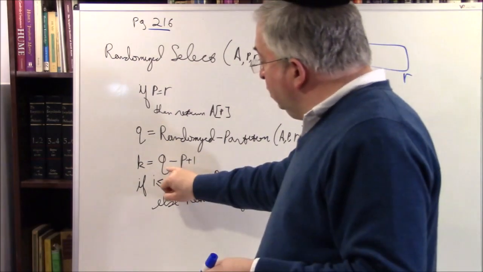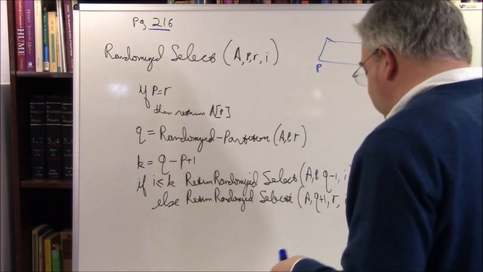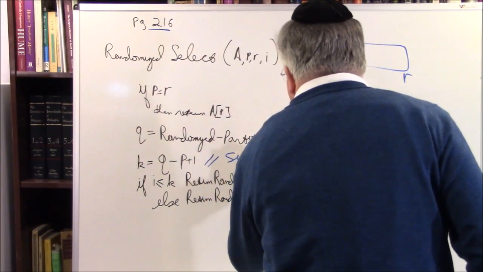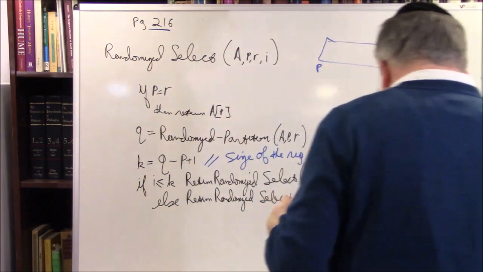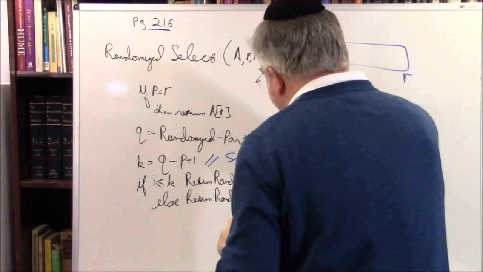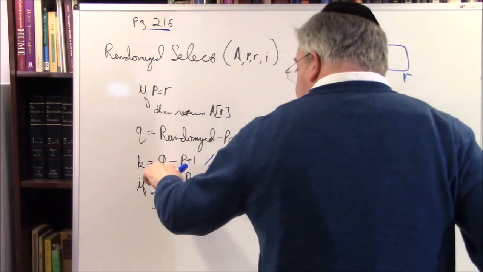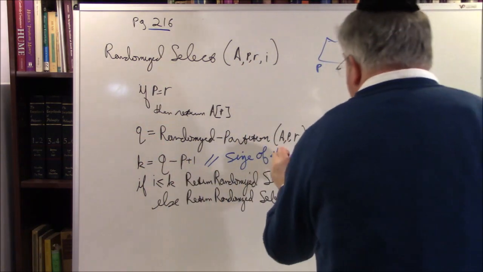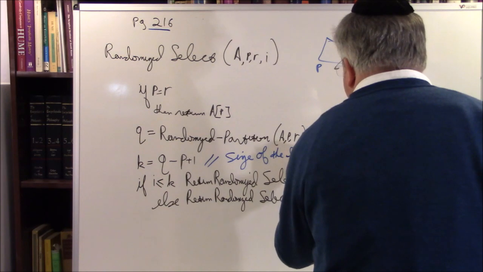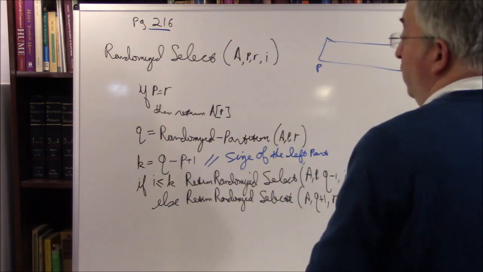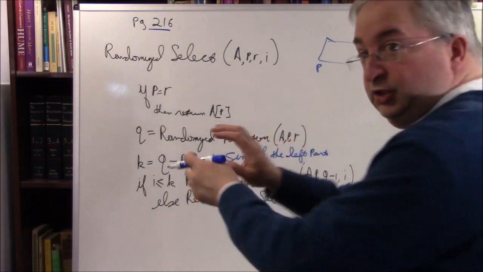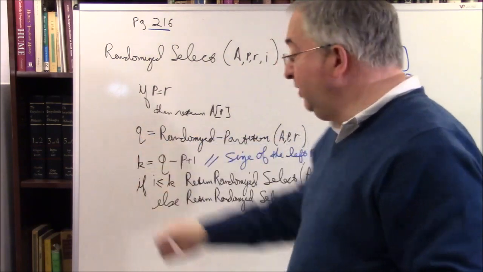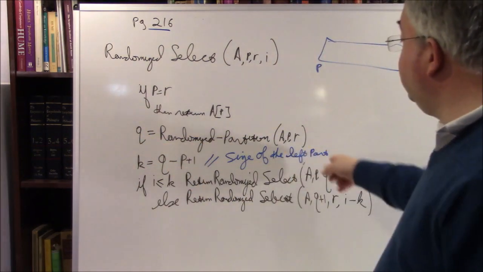Great. Q minus P plus 1 is what? This is the size of the left part of the partition. Not the midpoint, but Q take away P, plus 1. Remember, randomized partition chops the array in two and gives you the chopping point. Where is it chopped? Right over there. So Q minus the starting point, plus 1, is the size of the left part.